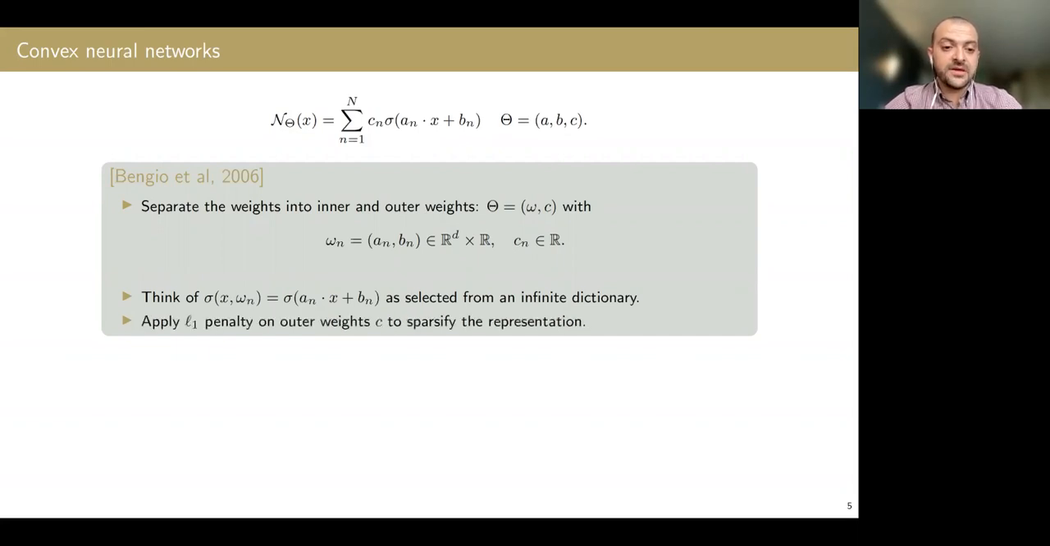And then the suggestion was to apply an L1 penalty on the outer weights to sparsify the representation, okay? So again, our goal is to find a network which has few of these computational units. And then the suggestion was to impose the L1 norm on the c's, on the outer weights, and then hope that it will end up being a sparse network. It will be a network in which you have few representation coefficients different from 0.